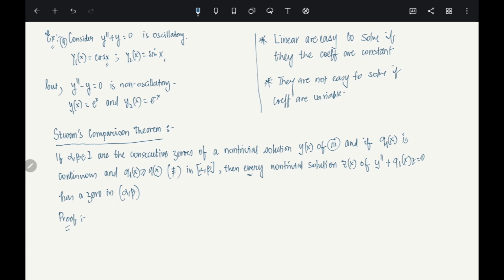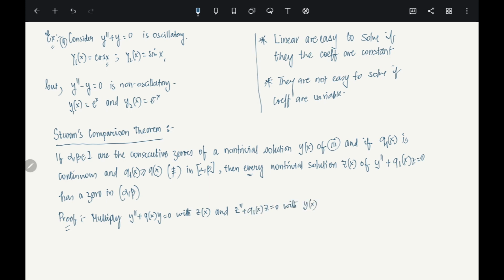The proof is not very difficult. So what you do is this. So first of all, multiply, let me write it, otherwise it may get confused. Multiply y double prime plus q(x) y equals 0, this equation, with z of x, and this equation z double prime plus q1 of x z equals 0 with y of x.